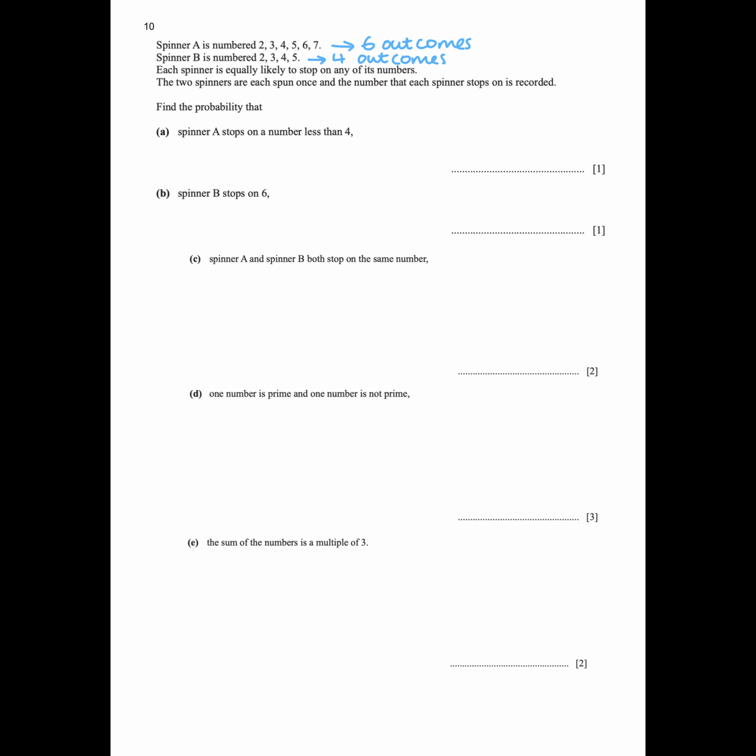Find the probability that spinner A stops on a number less than 4. Less than 4 is either 2 or 3 when I look at what's on spinner A. So if we're looking at spinner A, less than 4 is 2 or 3, and therefore it's 2 out of 6 outcomes, which we should write as 1/3. And then for spinner B landing on a 6, there are no 6s, and therefore the probability is 0.